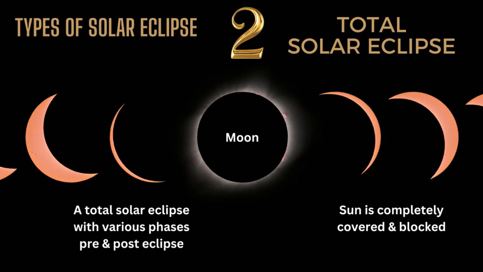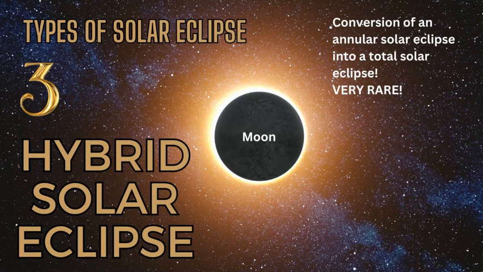Then you have the extremely rare hybrid eclipse, where it begins as an annular and then turns into a total solar eclipse in sequence, which is very, very rare.